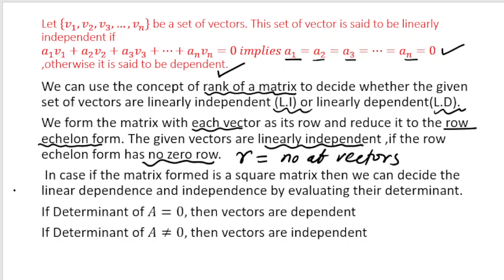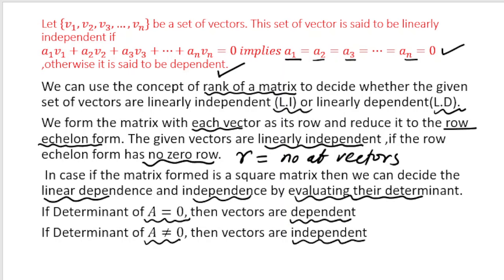There is an easier way also, especially in case of a smaller system of vectors. If the matrix formed is a square matrix, then we can decide the linear dependence and independence by evaluating its determinant. So we form a matrix and then calculate its determinant value. If the determinant is equal to 0, then the vectors are said to be dependent, and if the determinant is not equal to 0, then the vectors are said to be independent.